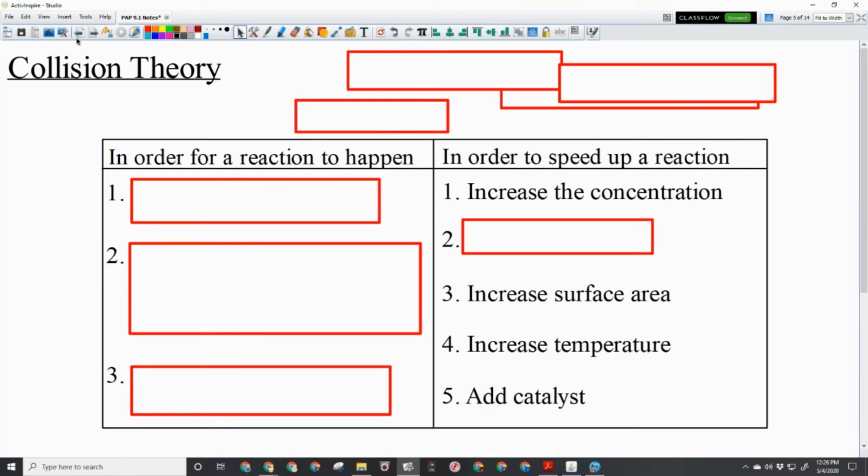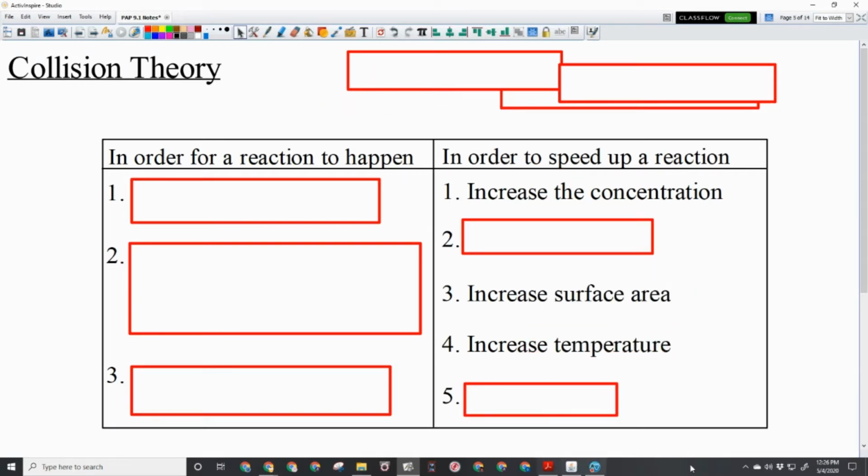And another thing is add a catalyst. Now, we said just a moment ago that a catalyst is a chemical that affects the rate. It could decrease it, but it doesn't become part of the reaction. We're also not going to talk about catalysts in this section. That's, again, a topic for AP chemistry.